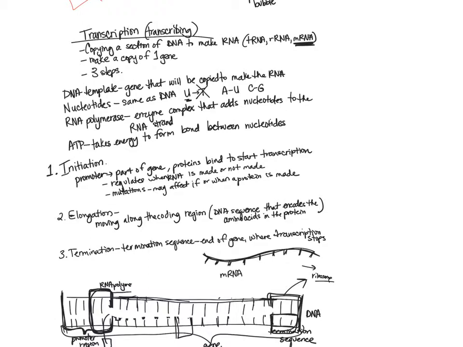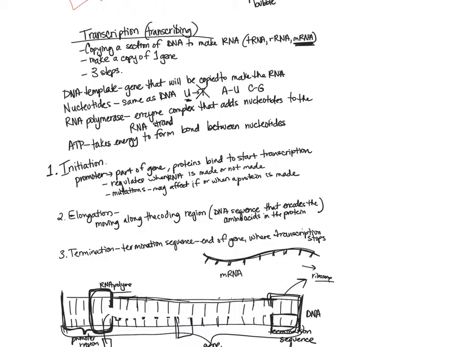We have initiation, which is where we have the promoter sequence, which is part of the gene, and then we have all of our proteins bind to the DNA at that initiation location, which is called the promoter region, and we start transcription there. The process of going through and transcribing, so making complementary base pairs from the DNA to the RNA, is called elongation. So we're moving along base pair by base pair, and we are pairing them up, A's to U's, C's to G's, G's to C's, U's to A.